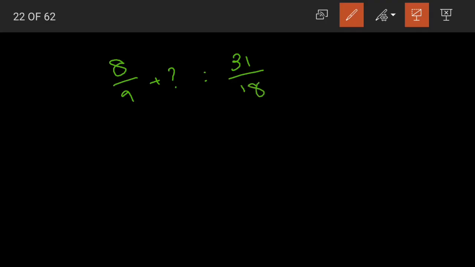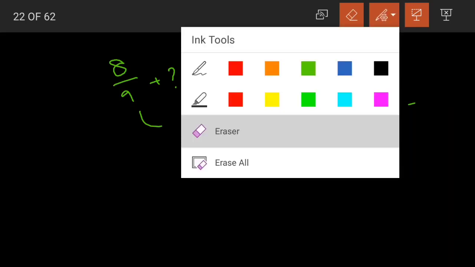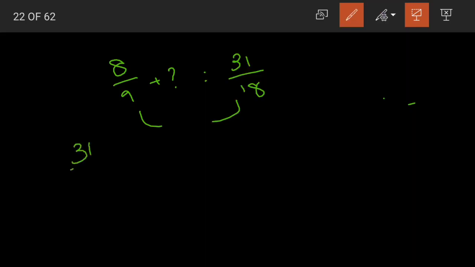Normally, in addition, what do we do? Suppose we have 1 plus dash is equal to 3. To find out this addend, what will you do? You will subtract the addend from the sum. Yes, in the same way here also you have to subtract these two. You have to subtract our addend 8 by 9 from the sum 31 by 18: 31 by 18 minus 8 by 9.